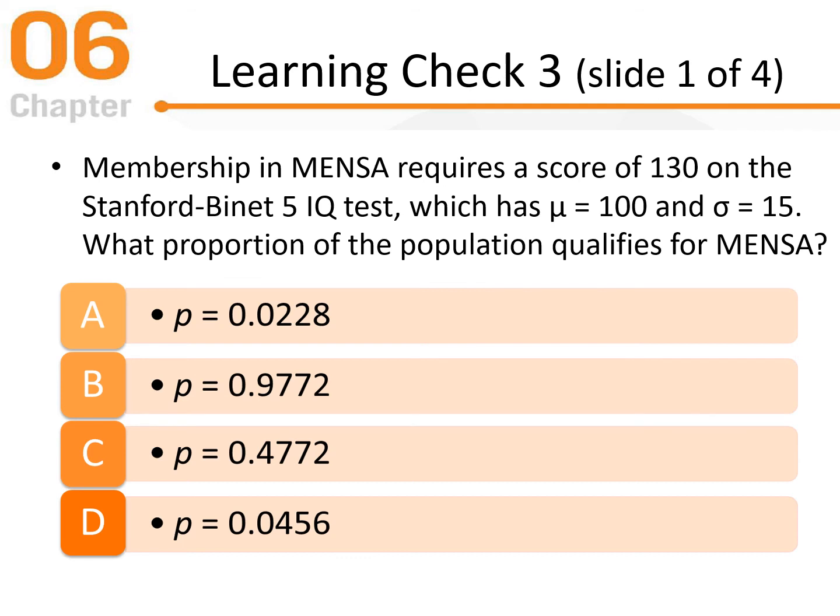So this example involves Mensa, which is basically the really, really high IQ group that's out there. So you require an IQ score of 130. The IQ score has a mean of 100 and a standard deviation of 15. So what proportion of the population is going to be in Mensa?